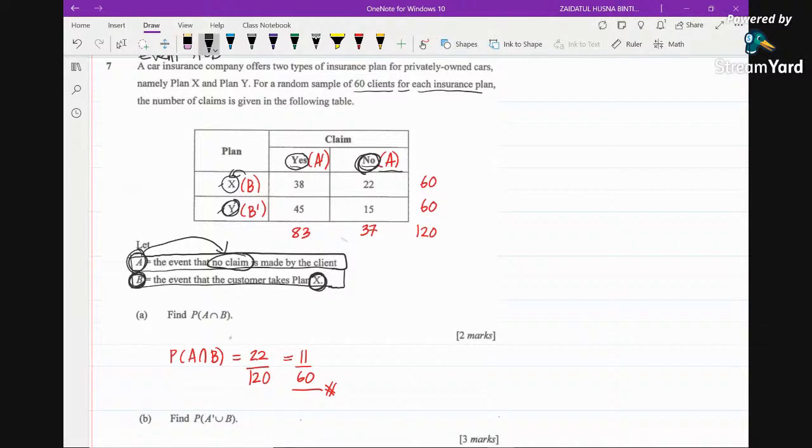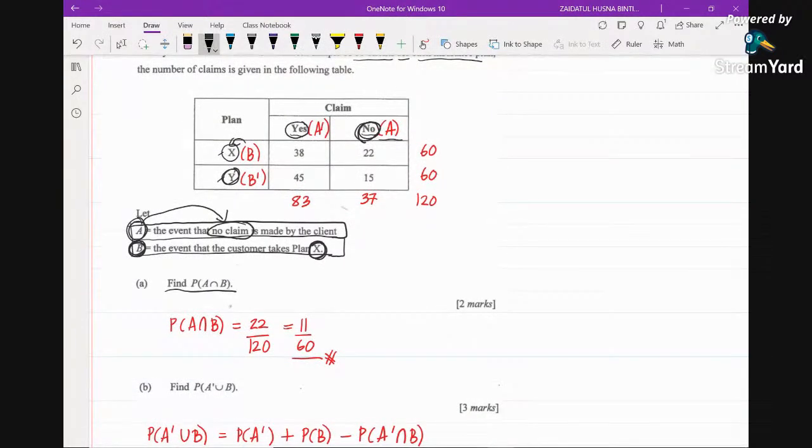All right. Now the question says find A intersect B. Since we have denoted all the letters for the events, we now need to find A intersect B. In the table, where is the region A intersect B? This is your A and this is your B. So A intersect B is this, basically. It's 22 divided by 120, and you just use a calculator to simplify. It's 11 over 60. There are only 2 marks allocated, so again, don't spend too much time to solve this problem.